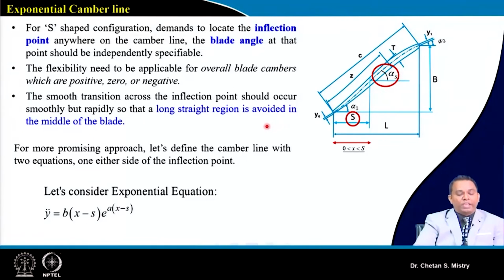So here in this case we will be using two different equations. As I discussed, we will be having one equation of camber line up to this inflation point. We will be having a second camber line equation, that is from the inflation point to the trailing edge. So let's consider an exponential kind of equation. This is the equation we are considering: second derivative of y is equal to b into bracket x minus s, e to the power a(x minus s).